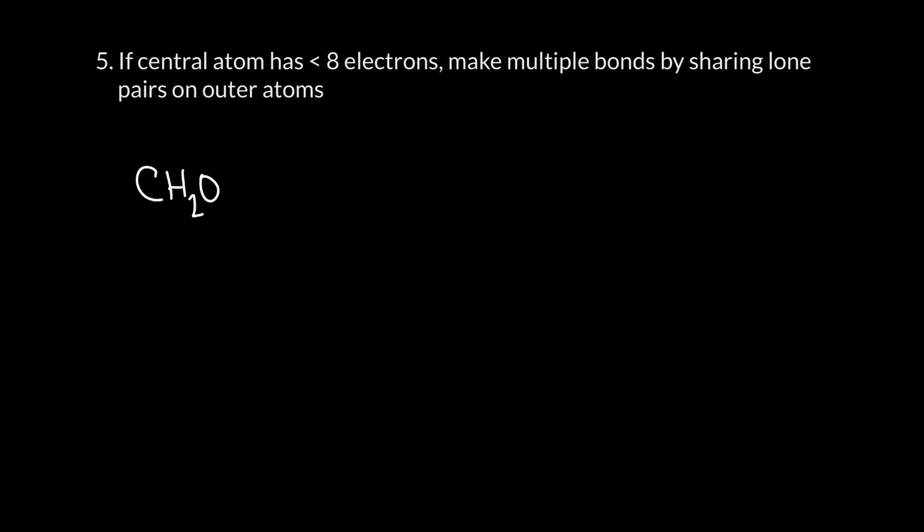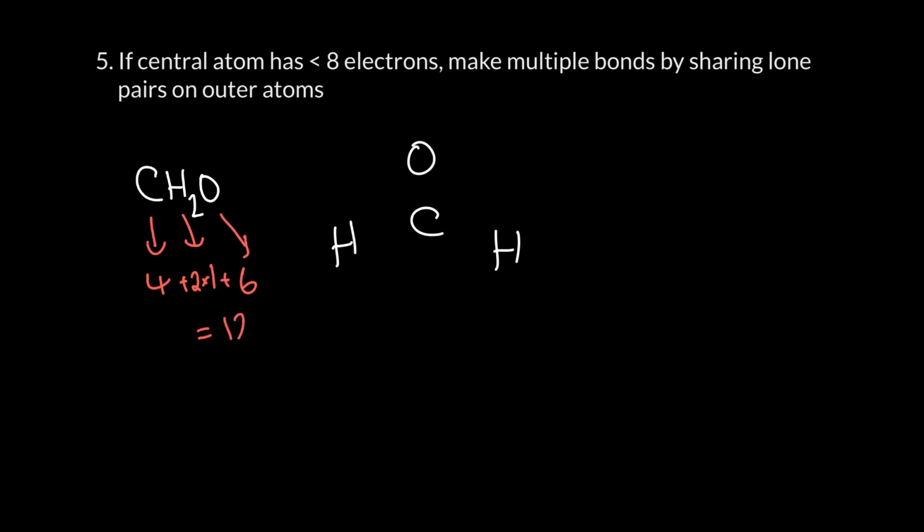CH2O. This isn't a very good example actually, but I'll go ahead and give you the skeleton. The skeleton is the carbon in the center, and the hydrogens and the oxygen around the outside. How many electrons do we have? Carbon is in group 4, hydrogens in group 1, so we have to remember to double that, and oxygen in group 6, so that's a total of 12 electrons. Those 12 electrons, we make a bond between the center atom and each outer atom, so that uses up a total of 6. So that leaves us with 6 left.